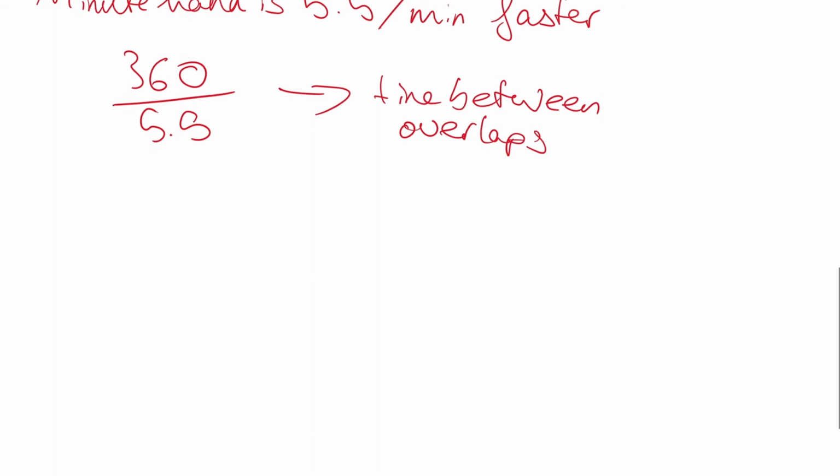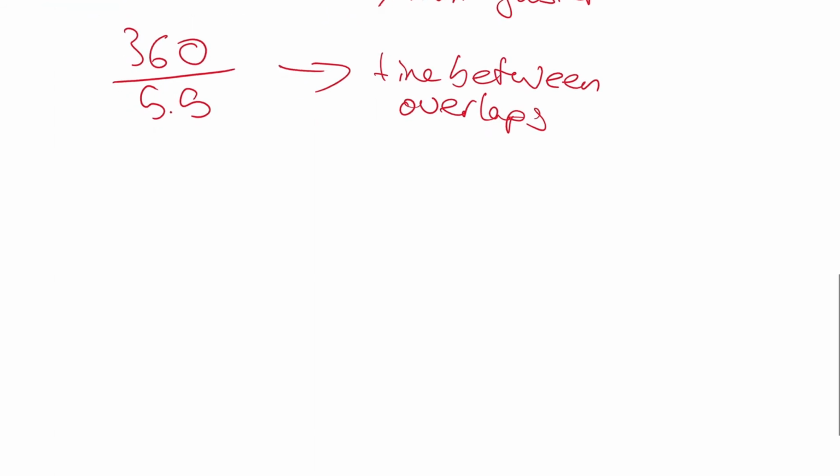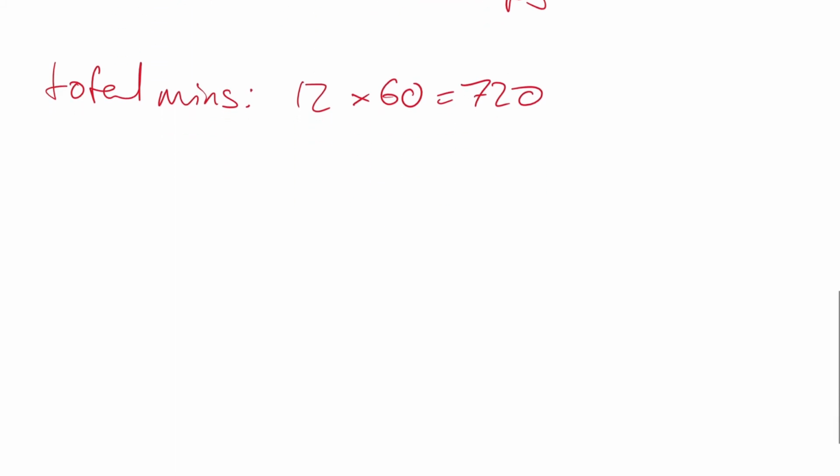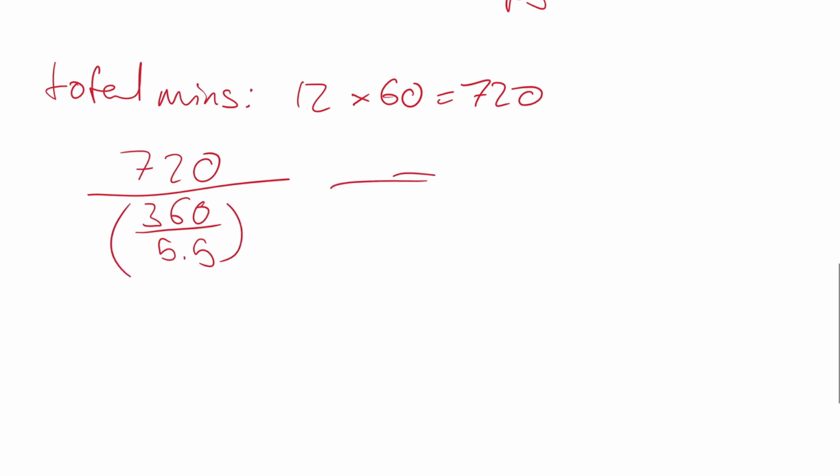Now, let's calculate the total number of minutes. There are 12 hours in the period and 60 minutes in each hour. Multiplying those two, we get 720 minutes. Finally, to find the time between overlaps, you simply divide the total time by the time between overlaps. So that's 720 divided by 360 over 5.5. And this leaves you with a very neat answer of 11 overlaps in total.